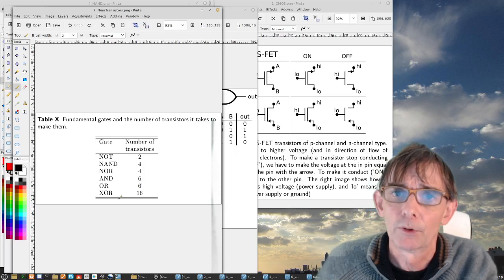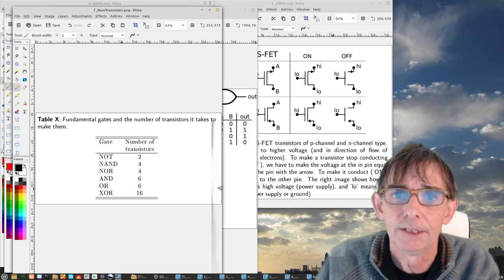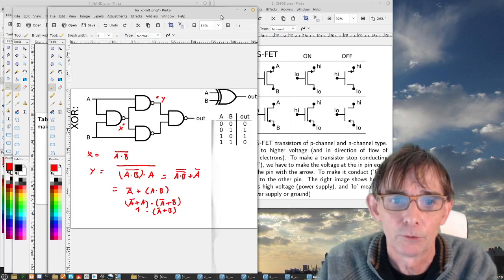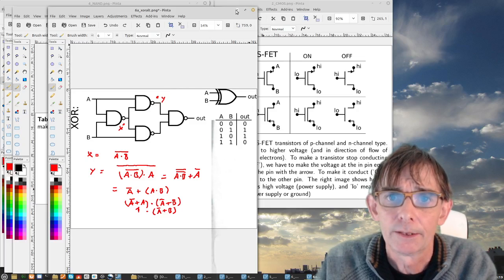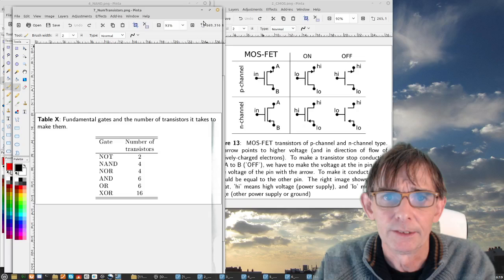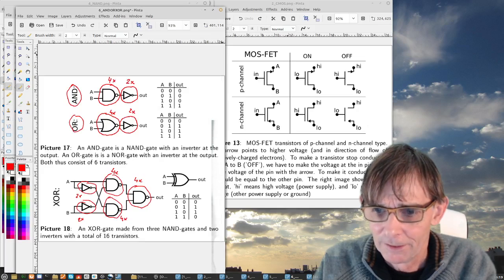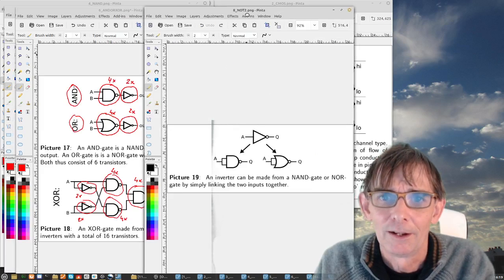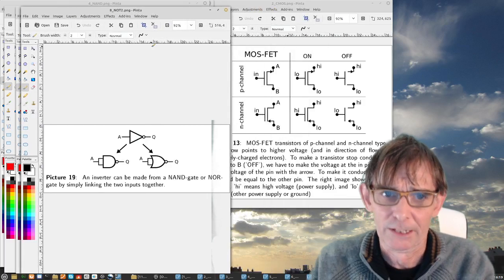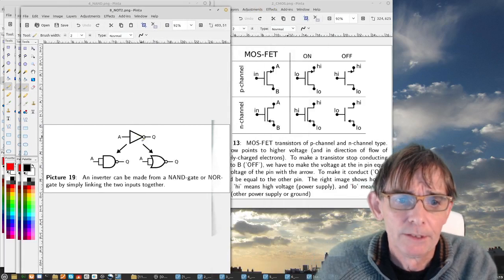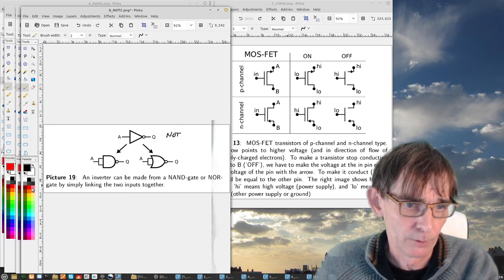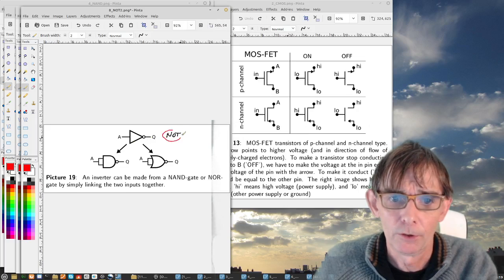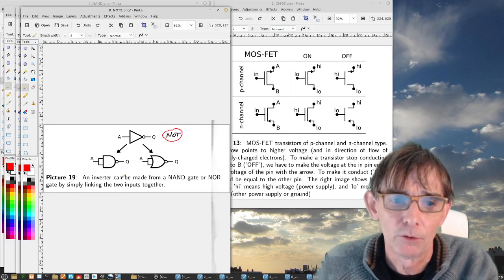And the exclusive OR gate is 16 in any configuration. So also this one, as you can see, is 4 times a NAND gate, and that is then 16. Finally, one small thing, which has some philosophical consequences: if you want to have the NOT gate, it can be made of a NAND gate or a NOR gate.